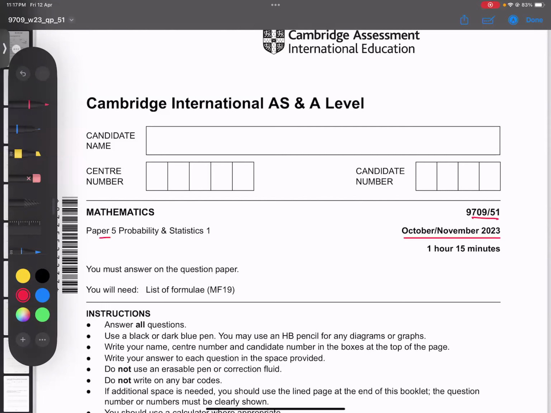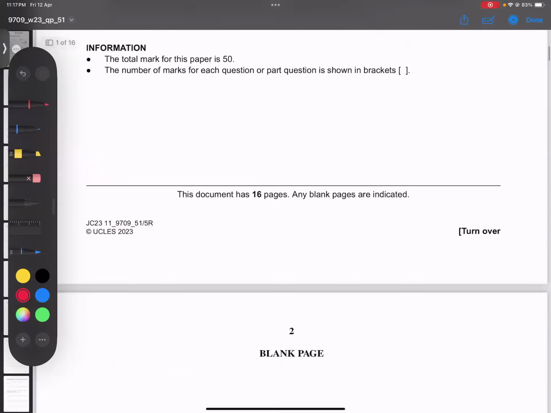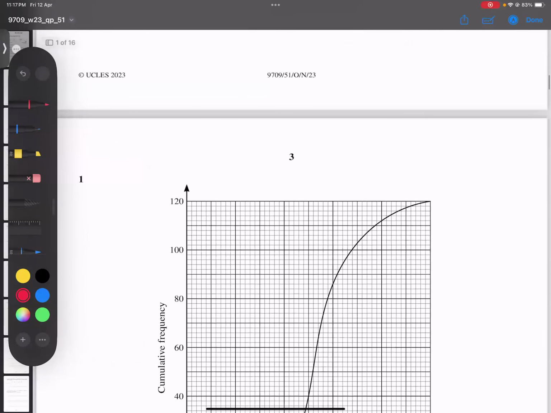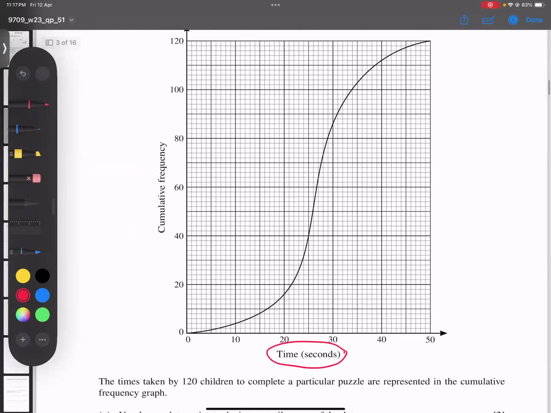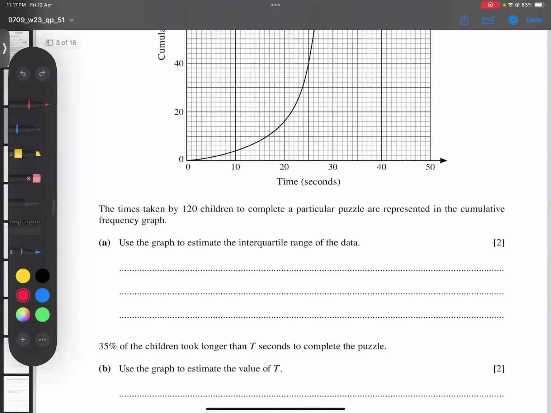So, the paper of statistics and probability. Let's start the question paper. We have a cumulative frequency graph given, with time in seconds. The highest value is 120, where it ends. The times taken by 120 children to complete a particular puzzle are represented in a cumulative frequency curve. Use the graph to estimate the interquartile range.